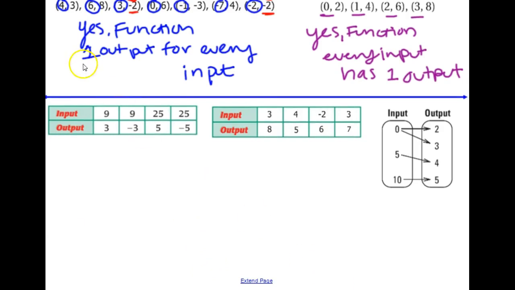Alright, down below here, this is now just in a table. We plugged in a 9, we got out a 3. We plugged in a 9, we got out a negative 3. Well, that's not going to work. This is not going to be a function, because for 9, there's more than one output.